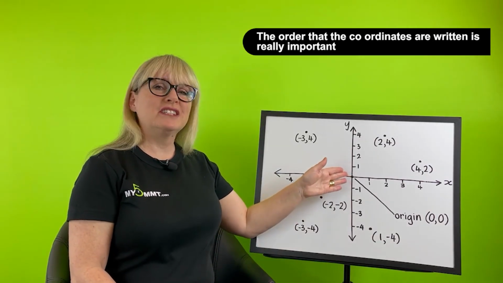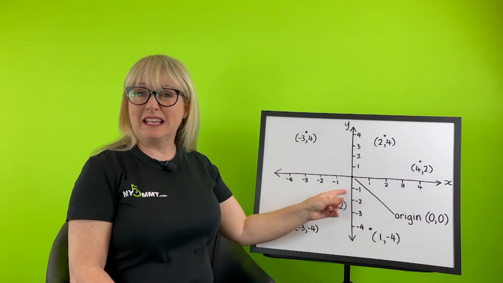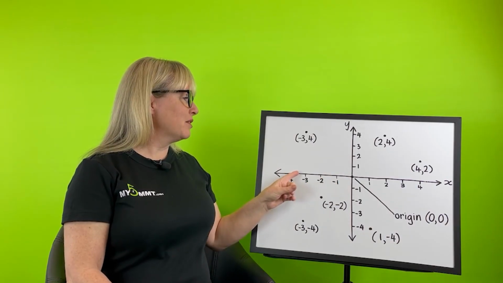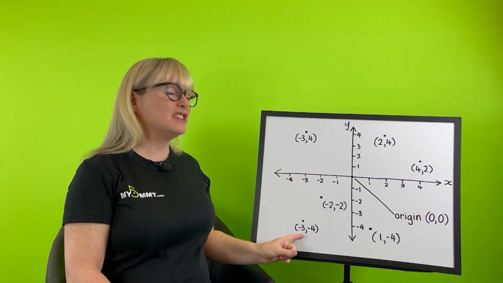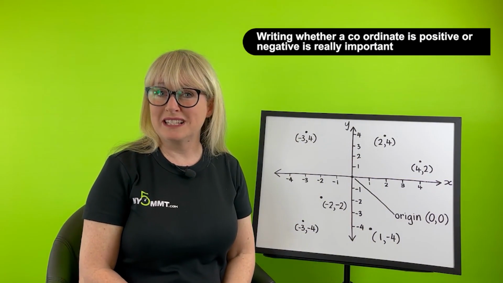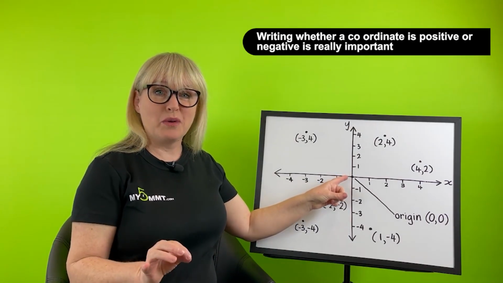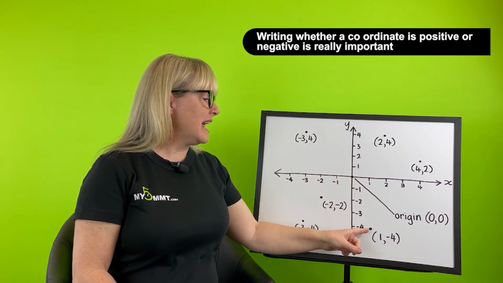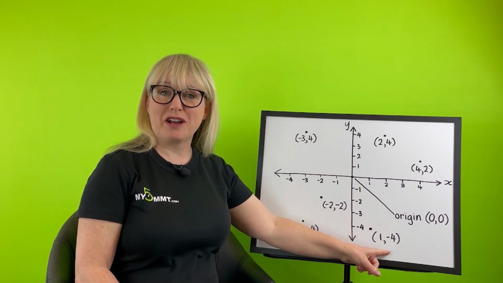We also notice something really interesting about this point and this point. They have something in common. They both go negative. They come across to -3, but this one goes up to +4 and this one goes down to -4. So writing positive or negative is really important as well. So that's how we can quickly locate a coordinate, a dotted point, by going across and then down, like this one here. 1, go down to -4, and that's what I write.